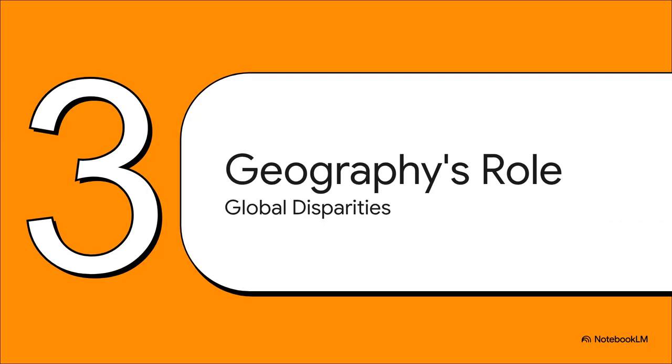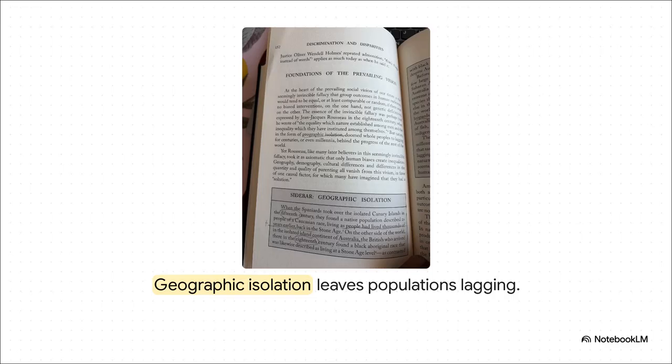Section 3. Geography's role in disparities. Zooming way out, we've got to talk about the immense power of where we physically originate. Geography is definitely not egalitarian. Take a look at this incredible historical fact. When Spaniards arrived in the extremely isolated Canary Islands back in the 15th century, they found a Caucasian population basically living in the Stone Age. Same thing happened when the British arrived in isolated Australia and found the Aboriginal population living at a similar level.